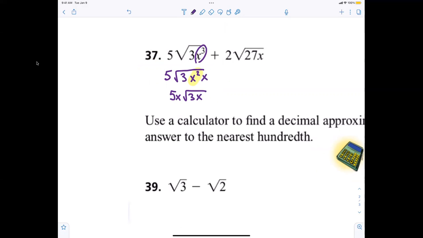Okay, help me out with square root of 27x. 9 and 3. So what happens to the 9? Breaks down into 2 things. And so the square root of 9 is what? 3. So this comes out here as? 6. 6, correct? So that would be plus 6 radical what? 3x.